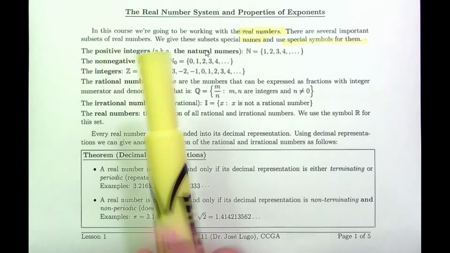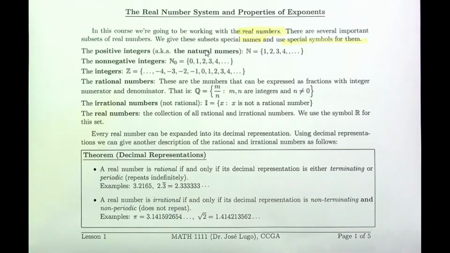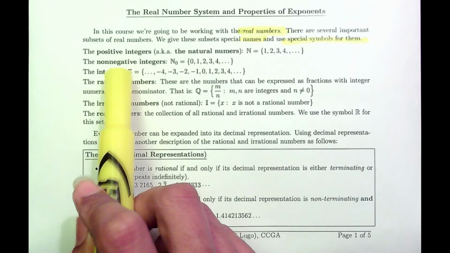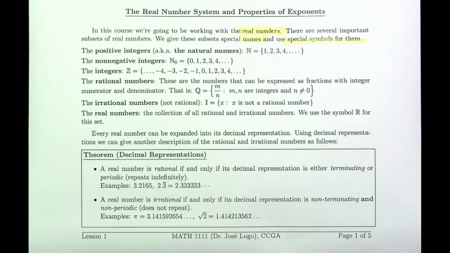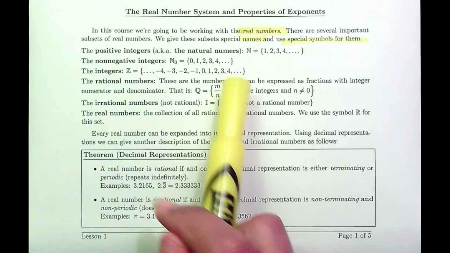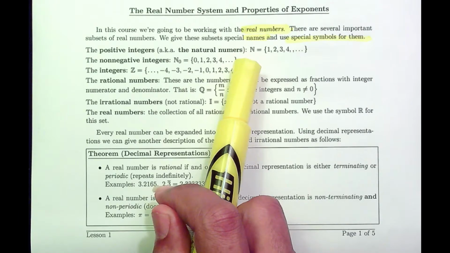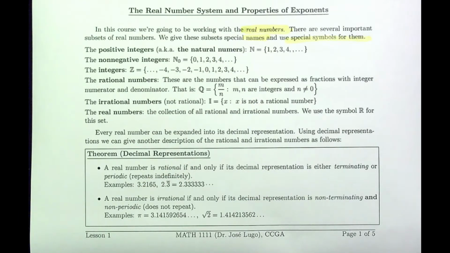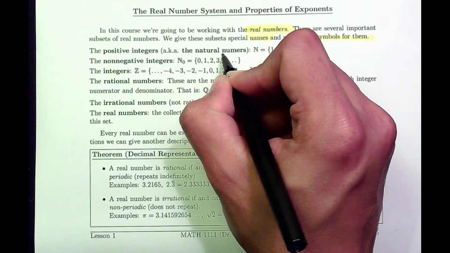So the first subset is the set of positive integers, which is also known as the natural numbers. The set of positive integers or natural numbers is just numbers that you use to count, not including zero. So 1, 2, 3, 4, 5, 6, etc. And the special symbol for the natural numbers is N, which is easy to remember because it's N for natural. Oops, and there's a typo right there. That should say numbers.